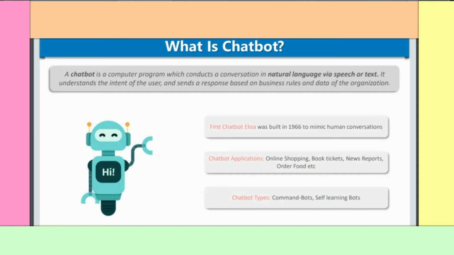And again, chatbot types are command bots and self-learning bots. That means in the command bots, they have a specific set of commands and start interpreting accordingly. Or if we want them to learn on their own, based on however the users give the command, that is something we can achieve by using the concepts of self-learning.